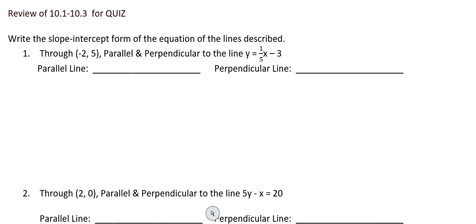So in this video, I'm going to go over the review for the 10.1 through 10.3 quiz, starting with the directions for the first three questions. It says, write the slope-intercept form of the equation of the lines described. It says through the point -2, 5.